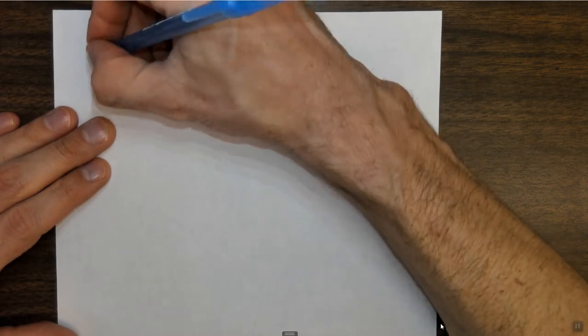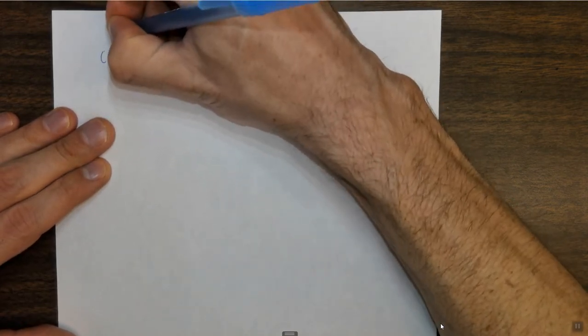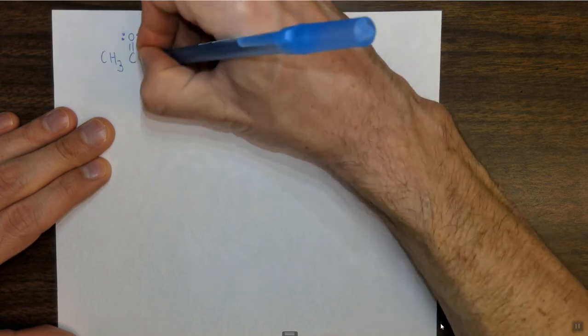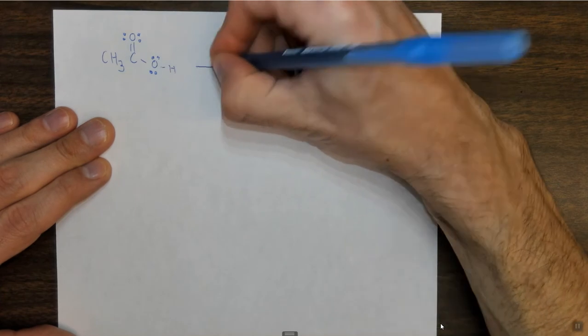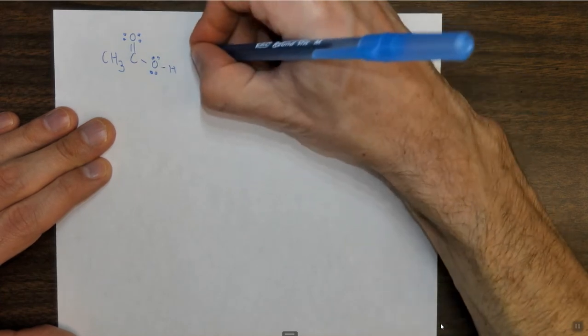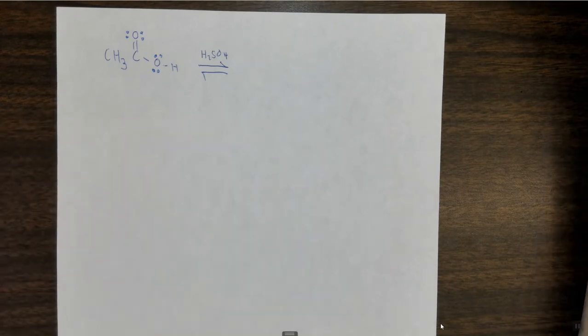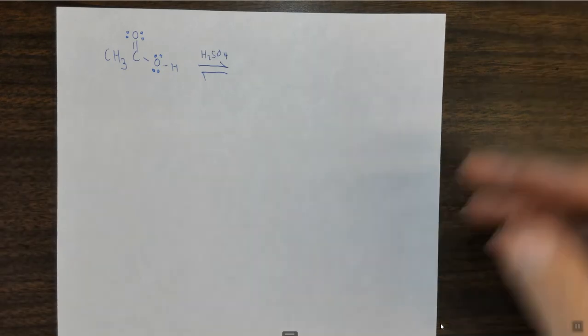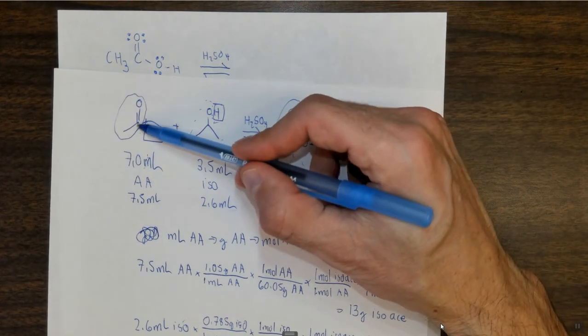So in this mechanism, the first thing we have is acetic acid, which looks like this, and it's in the presence of H2SO4 or H+. Now, in order to get the product, we need this oxygen to end up attacking this carbon.